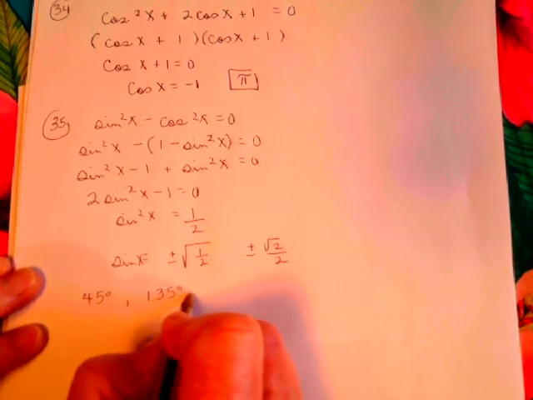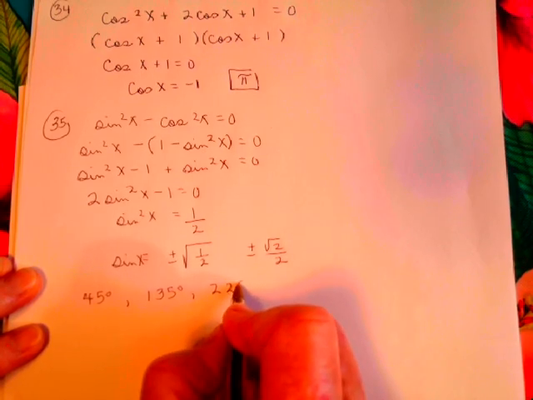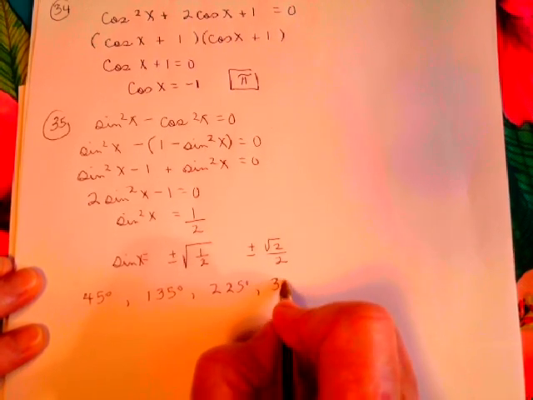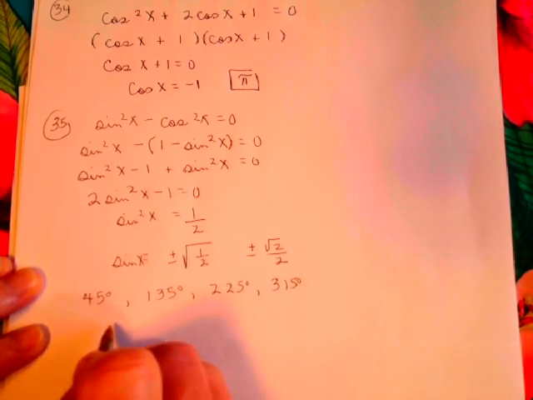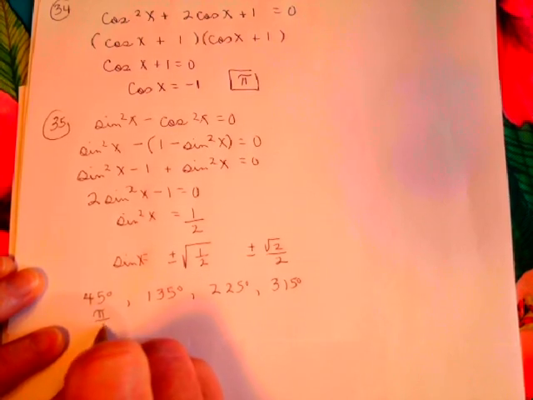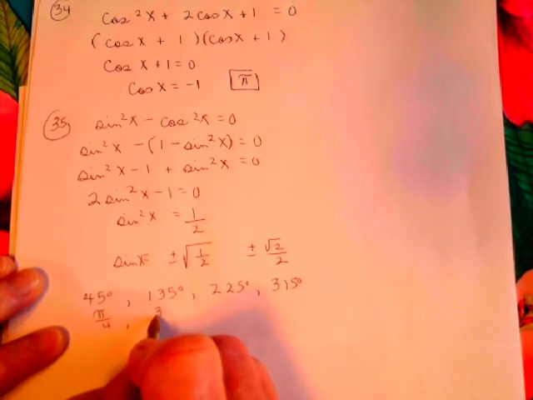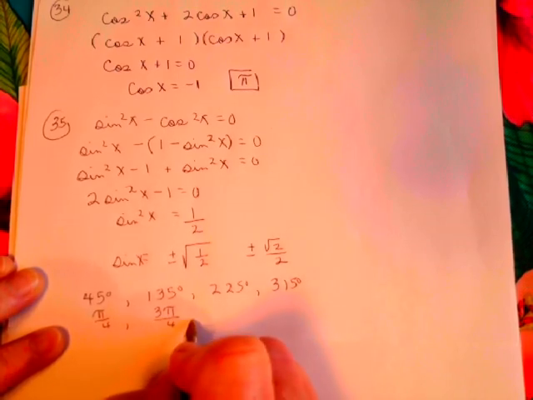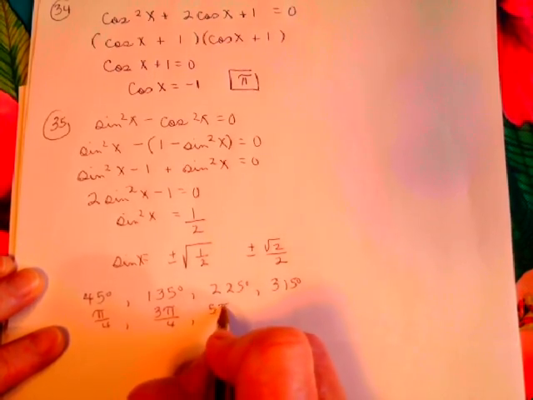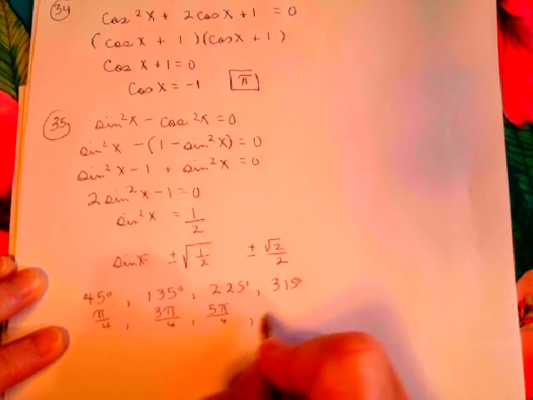But the answers they're going to want on the test are actually in radians. So you can just look at that unit circle and say, hey, it's pi over 4. It's 3 pi over 4. It is 5 pi over 4. And it is 7 pi over 4.